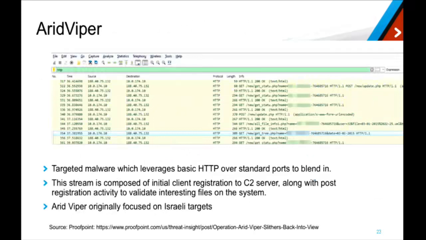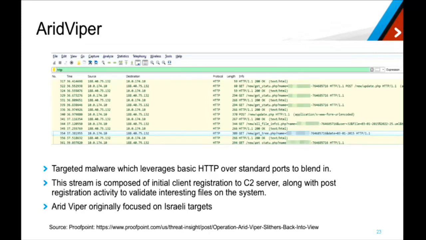Now, Air Viper, this was one we did some research on at Proofpoint. This is obviously a targeted APT attack against parties in the Middle East, we'll say, Israeli. And basically, it was just leveraging simple HTTP. So even though this is a sophisticated targeted attack, you can see that sometimes it's easier to blend in and remain kind of obscured, if you will, than to go completely out of your way to essentially evade detection.